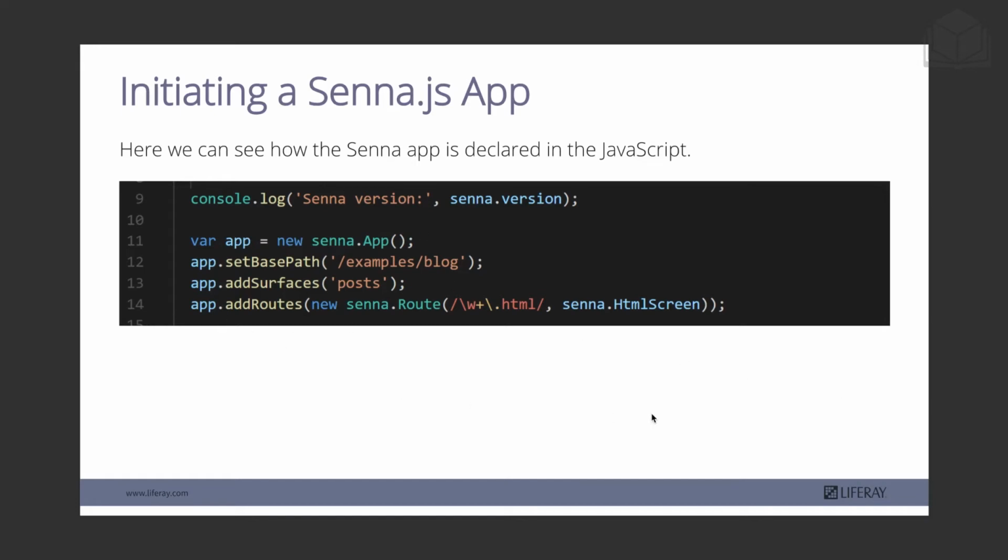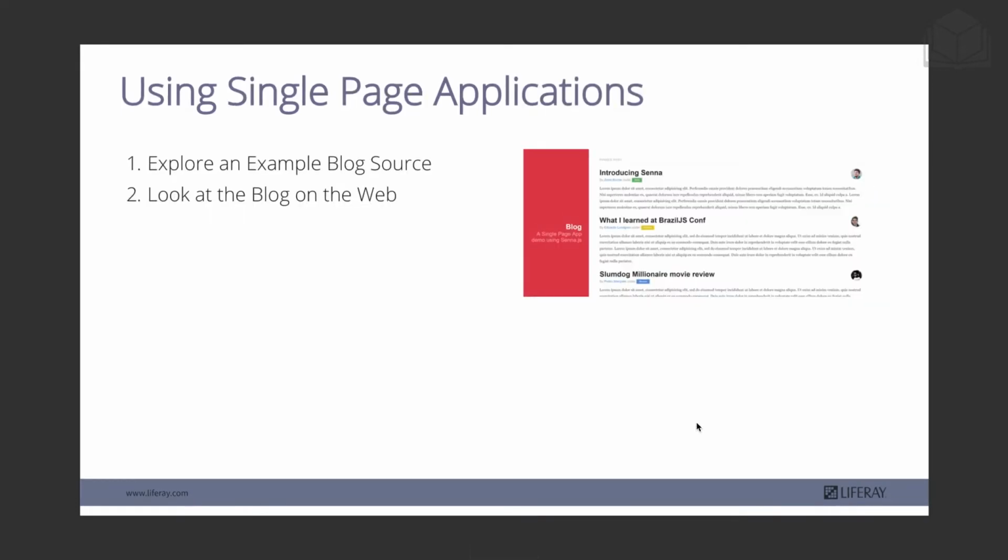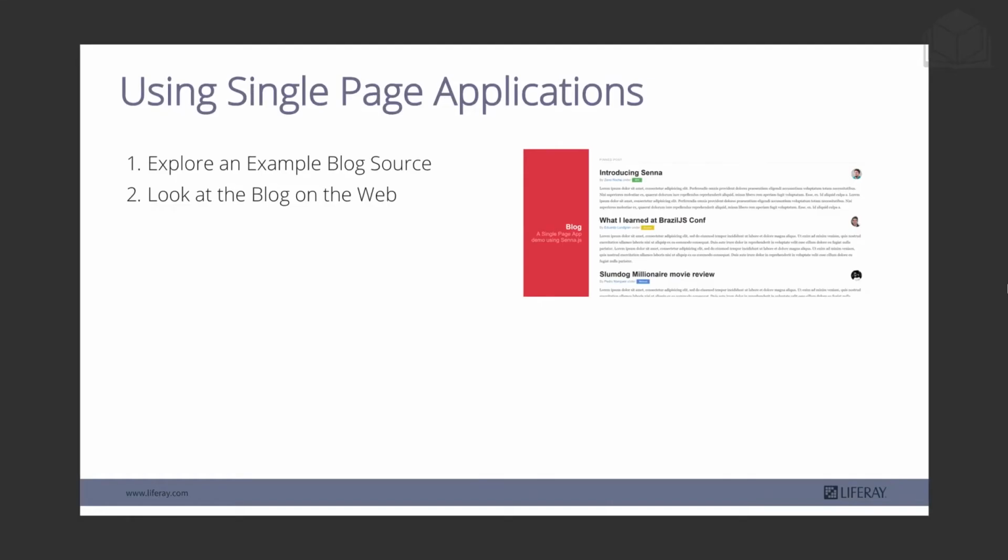So we have some example code in here from the Senna.js site for a single page blog that you can go ahead and take a look at. We'll just look at that as an example here as well. Again, this is going to be an example of using Senna.js and creating an SPA outside of Liferay, but some of these features can be used in Liferay as well. Again, out of the box, you don't have to do any extra configuration, and you can use these features in your JavaScript. So let's go ahead and hop back over here.